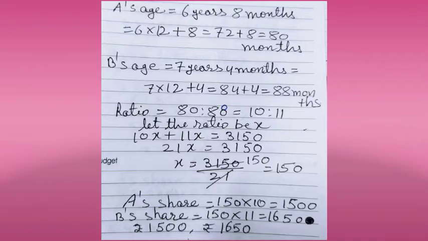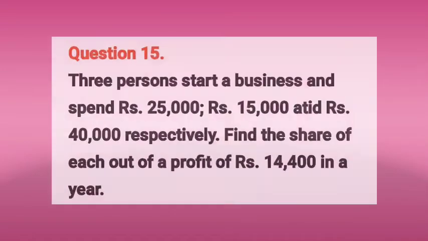So 21x is equal to 3150, and so x is equal to 3150 divided by 21, that is 150. Clear? So A's share will be equal to what? 150 into 10, and B's share will be equal to 150 into 11. And so the final answer we have is rupees 1500 and rupees 1650.